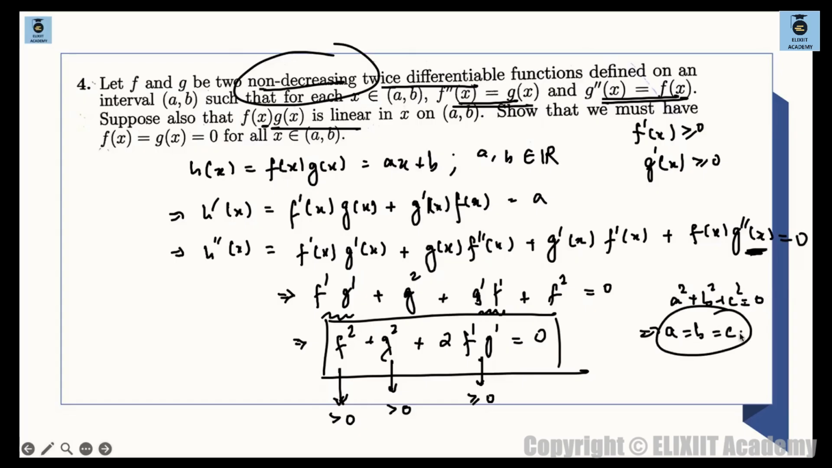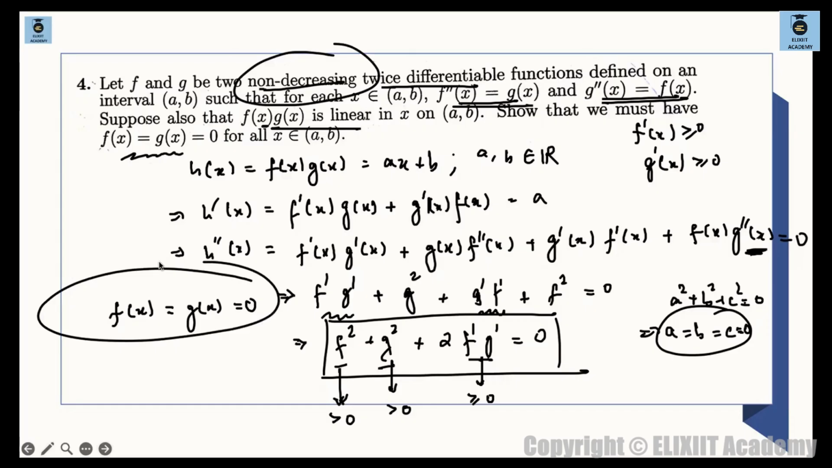तो if all these are positive, तो यहीं से ही बोल सकते हो कि हर एक जो terms है, all these terms will be equal to 0 individually, which means fx is equal to gx is equal to 0. ये तो होना ही है. f dash into g dash will also be 0. लेकिन ये prove करने बोला कि prove that fx into gx is equal to 0. ठीक है, बस prove हो गया. So fx is equal to gx is equal to 0.